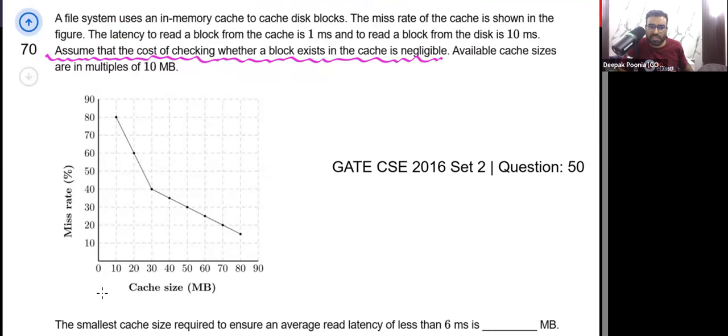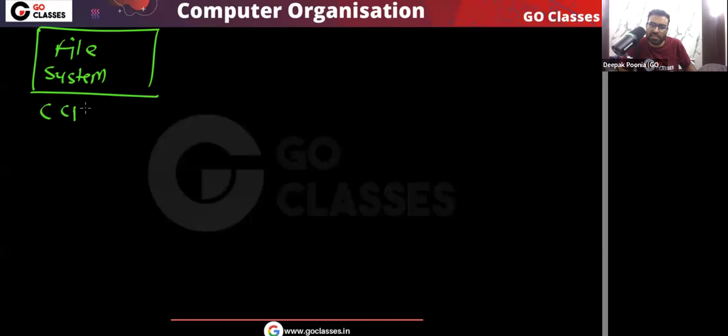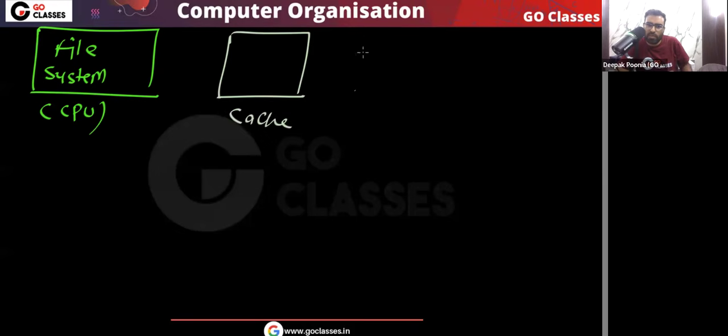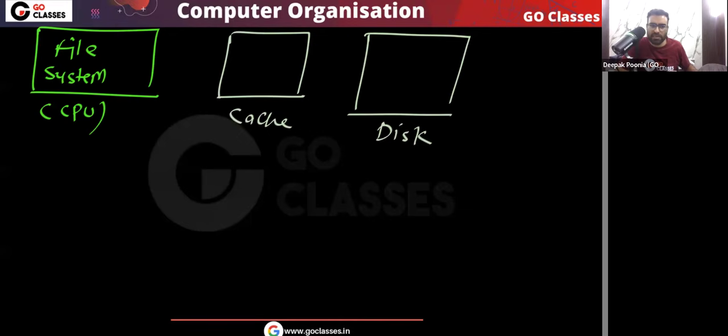Notice one thing. In this question, we are using the cache memory not for main memory blocks. We are using the cache memory for disk blocks. So you can assume that instead of the CPU, there is a file system. This file system is like the CPU. Then we have cache memory, but remember, we are using it for disk blocks. Very simple. So we have the cache memory and we have the disk, that's it.